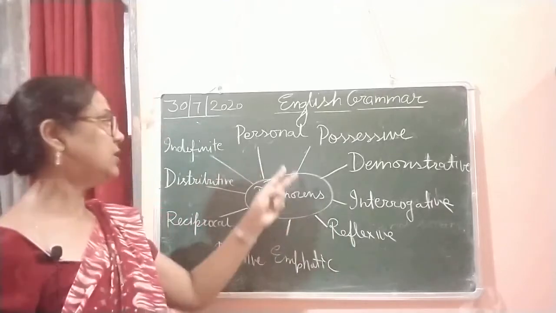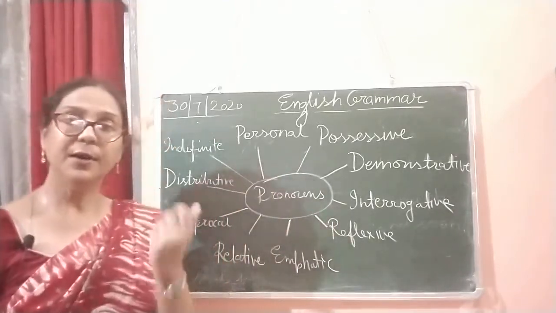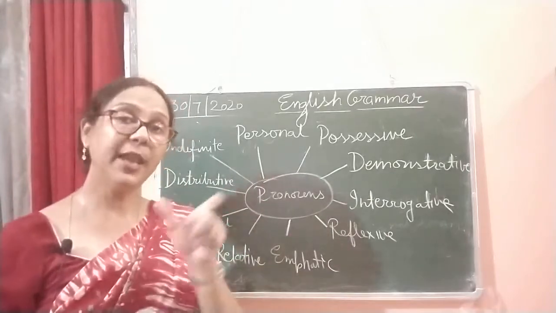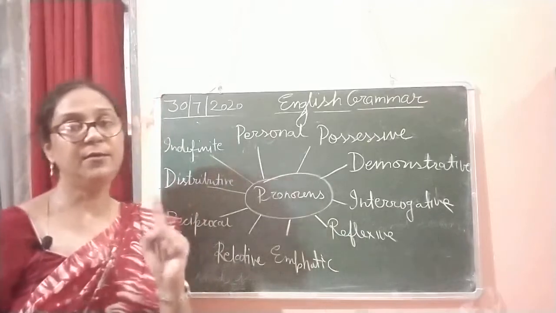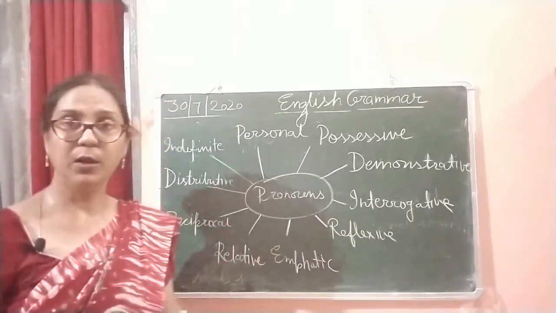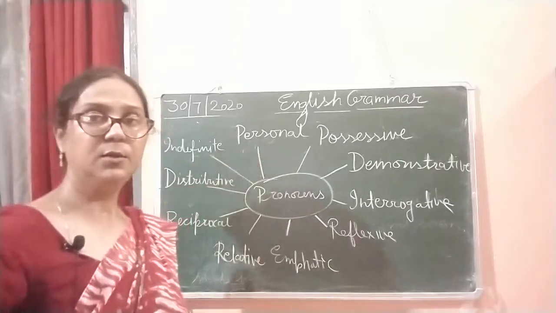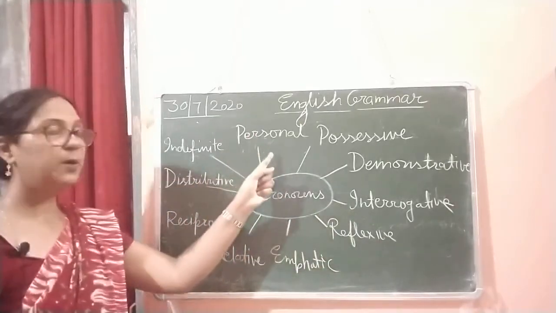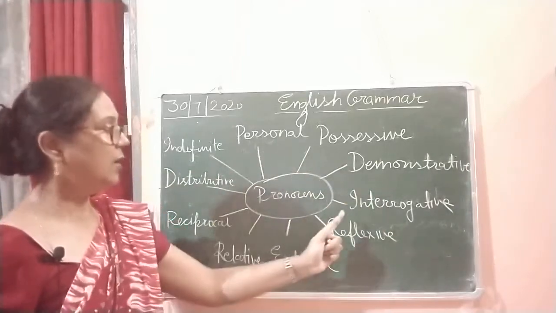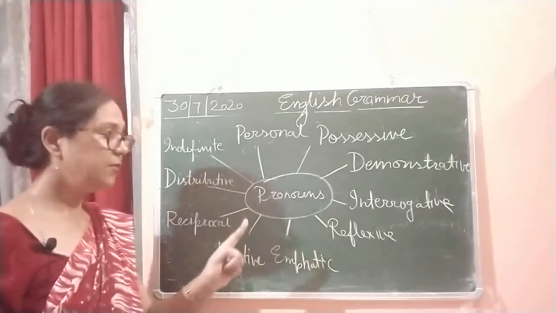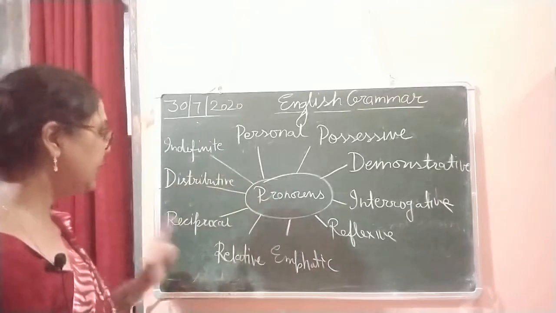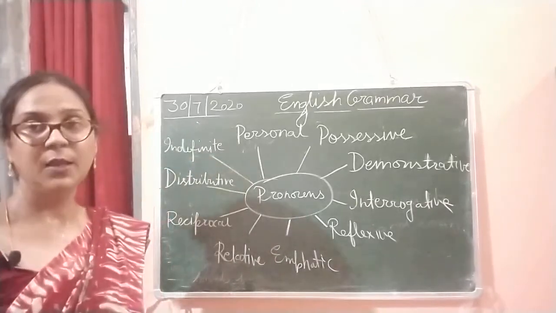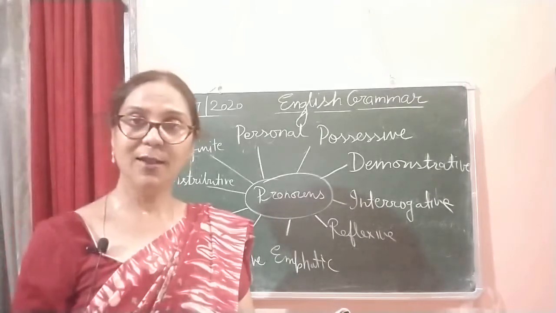First of all, we are going to study personal pronouns. As you all know, personal pronoun means it is talking about a person. If the pronoun is used in place of only a person, that time we can say this is a personal pronoun. Now we are going to study personal pronouns in detail. So first of all, you just revise it. There are 10 types of pronouns: personal, possessive, demonstrative, interrogative, reflexive, emphatic, relative, reciprocal, distributive, and indefinite. Now we are going to study more about personal pronouns.